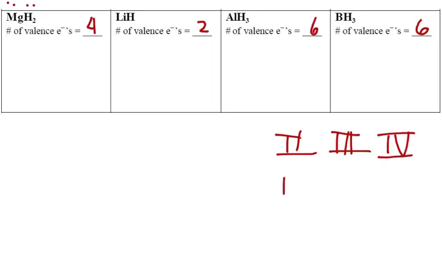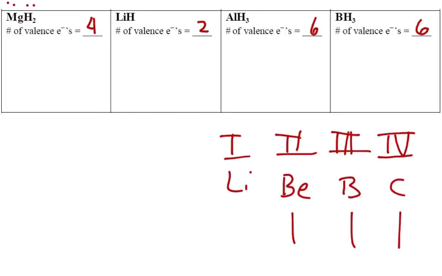Now, families 2, 3, and 4 on the periodic table. So we're talking about the beryllium family, the boron family and the carbon family. Those families do not follow the... What am I saying? That's wrong. Okay. Families 1, 2, and 3, so like the lithium family. Carbon family is fine. These families do not follow the octet rule. Families 1, 2, and 3 do not follow the octet rule. They don't need 8, they just need 2, 4, or 6. So here's magnesium.